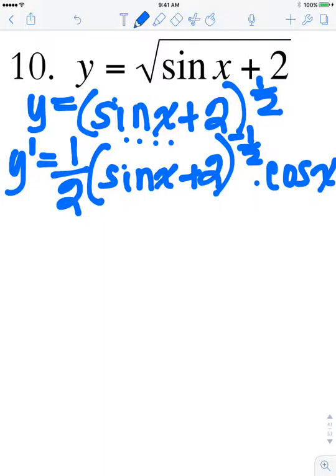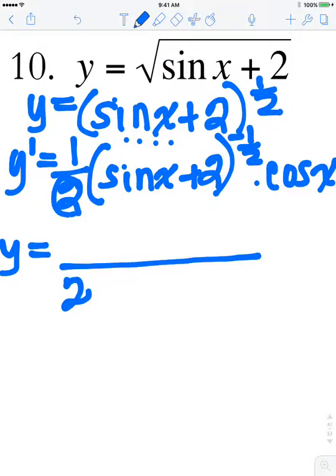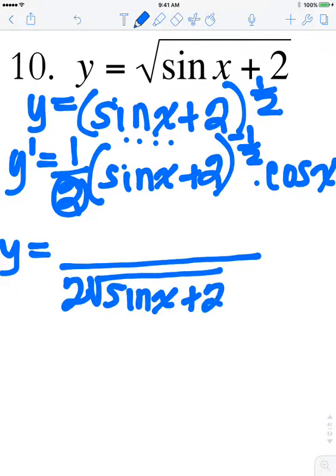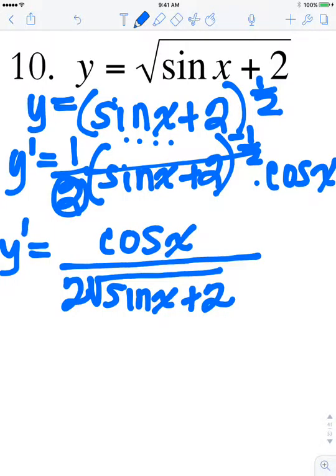And we're done. So now I just want to clean it up a little bit. So y prime equals, let's see. Here's my fraction bar. And 2 is on the bottom, and I got that 2 from here. And sine of x plus 2 to the negative 1/2 power, that means that's the square root of sine of x plus 2 in the denominator. So that takes care of that. And finally, cosine of x goes on top, and you are done with that one. Oh, y prime. Okay, so that's it for number 10.